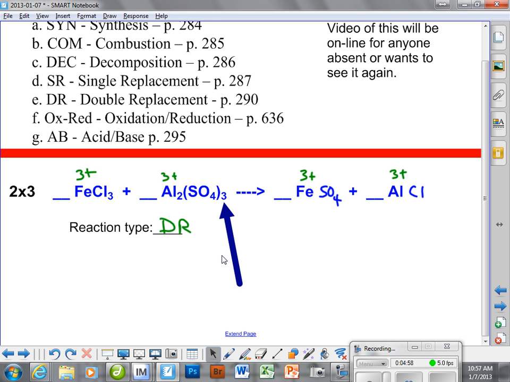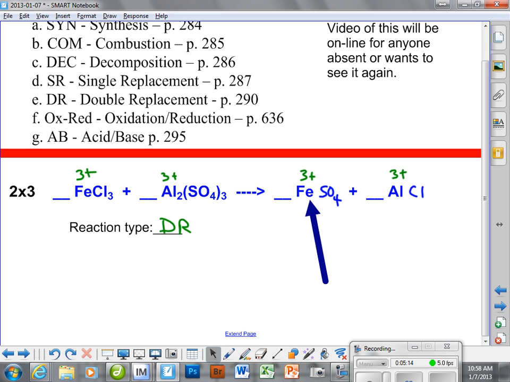Now we have to look and see what are the subscripts going to be for the molecules on this side. First of all, for the sulfate and the iron, and then for the aluminum and the chloride. So let's start with the iron.